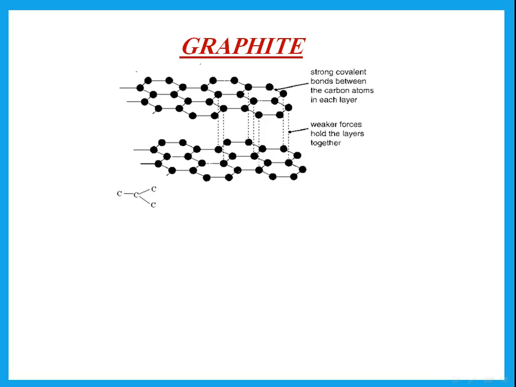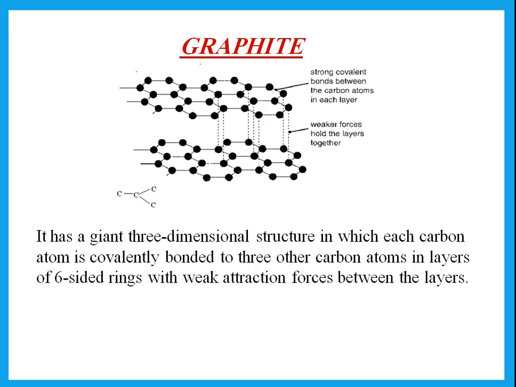Graphite, we said, is also made of carbon, but in this case, the carbon atoms are arranged in a different way. First of all, they're arranged in layers, layers of 6-sided rings. And these layers of 6-sided rings have weak attraction forces between them. So if I'm explaining the structure of graphite, first of all, giant 3-dimensional structure, in which each carbon atom is covalently bonded to how many? If you look at the structure, each carbon atom is covalently bonded to 3 other carbon atoms in layers of 6-sided rings with weak attraction forces between the layers.